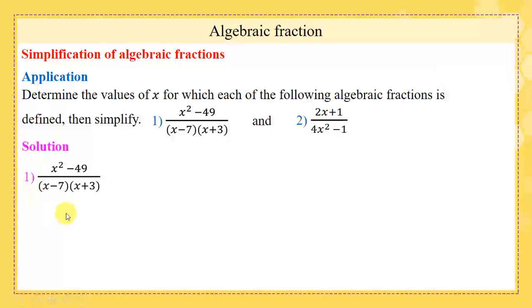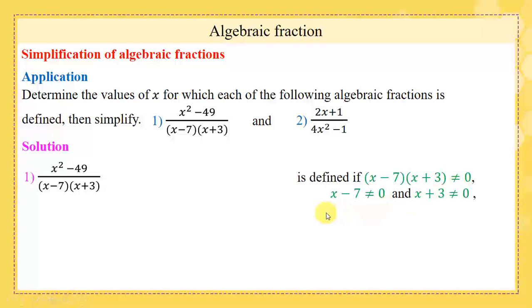Solution 1. We have x squared minus 49 in the numerator over x minus 7 times x plus 3 in the denominator. First of all, since the denominator is already factorized, we can study the values of x for which the fraction is defined. It is defined if x minus 7 times x plus 3 is different from 0. So x minus 7 is different from 0 and x plus 3 is also different from 0, so x is different from 7 and x is different from negative 3.